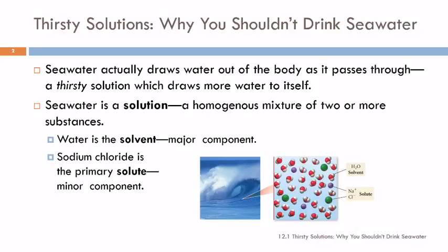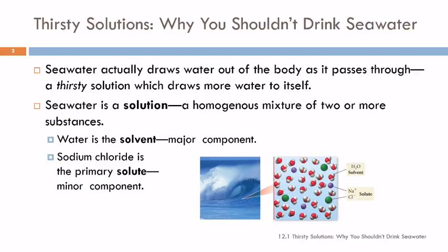We say that seawater is a thirsty solution. The solution draws more water to itself. And that's one of the things we'll be looking at in this chapter. So seawater is a solution. In everyday life, solutions are answers to problems, right? Not in chemistry. It's a homogeneous mixture of two or more substances.